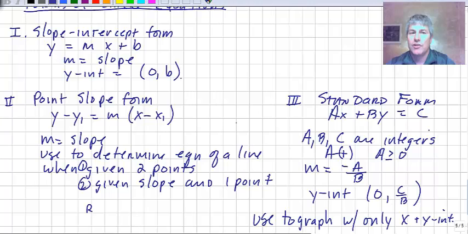So there's our introduction to graphing linear equations and point-slope form.